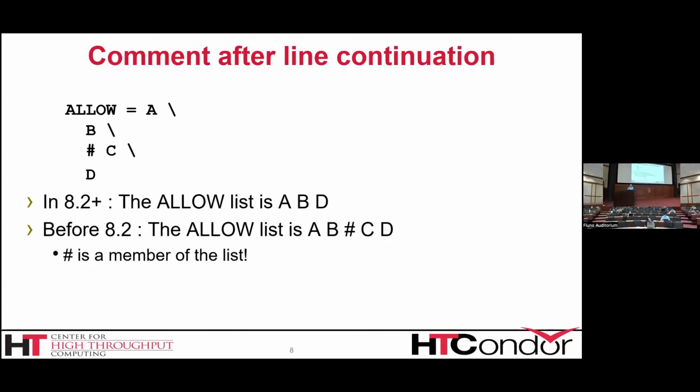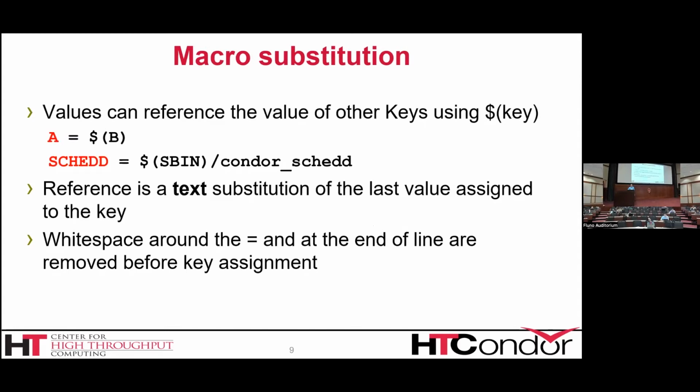Lines that are part of a key assignment, the comment essentially forces that entire line to be treated as a hunk of white space. And the result then in 8.2 is that the list is ABD, not AB pound CD. So these are weird variations to the way the language works, but designed to avoid two different classes of common bugs that you face. All right.